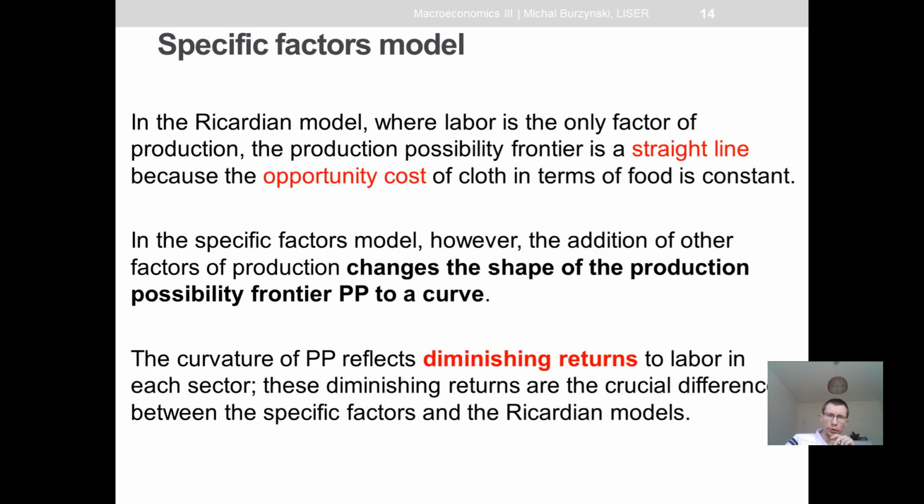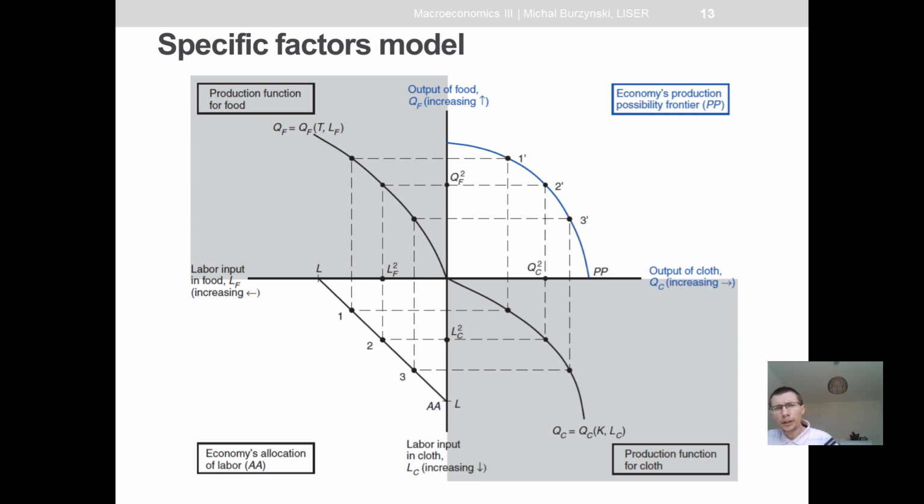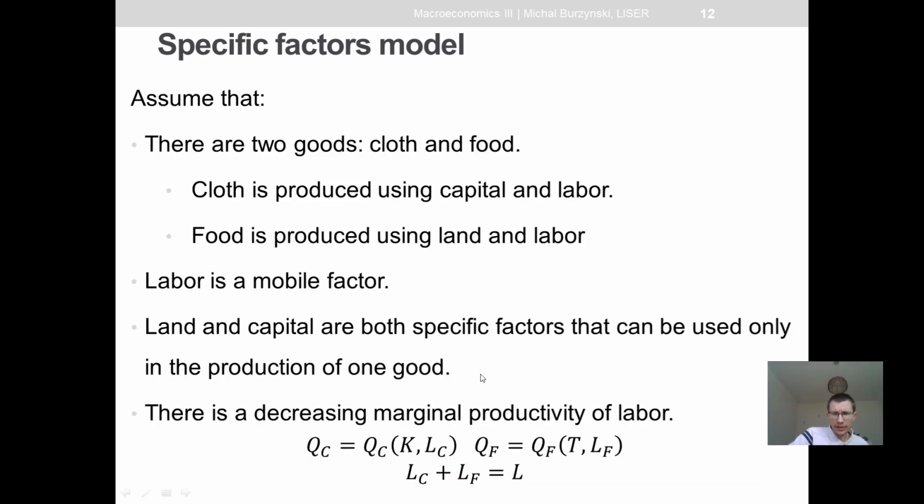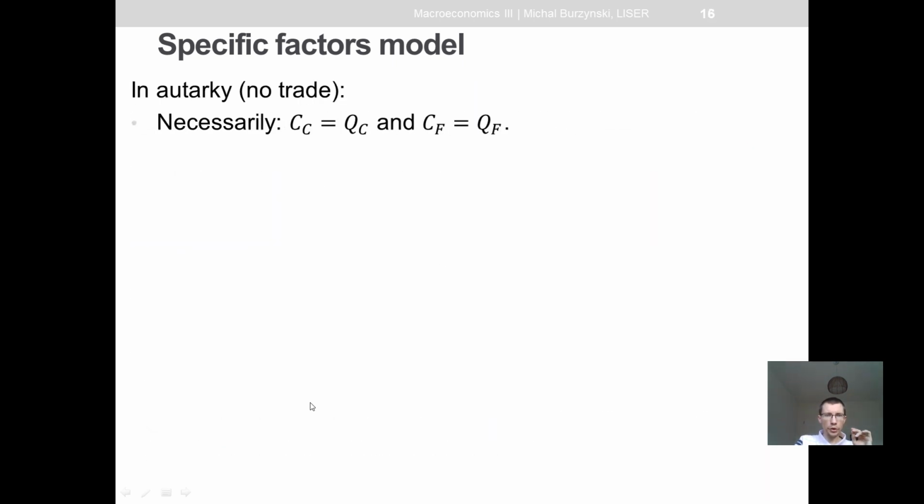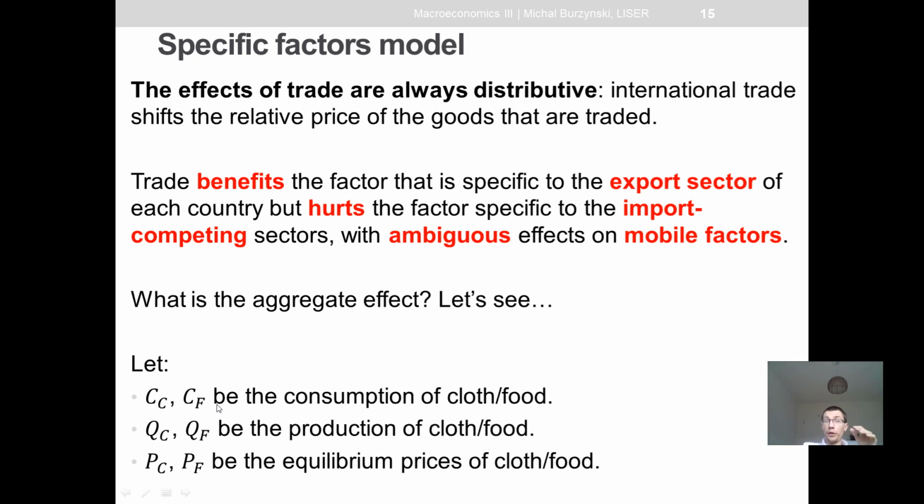To do this, we need to introduce one more notation here. So apart from consumption of both types of goods, apart from production of both types of goods, so production of clothes and production of food, we will also introduce consumption of those two goods in a particular country. Moreover, we will introduce prices, equilibrium prices of both goods in the country. So we now have 3 pairs of variables in our model: the quantities of production, the quantities of consumption, and the prices of both goods.